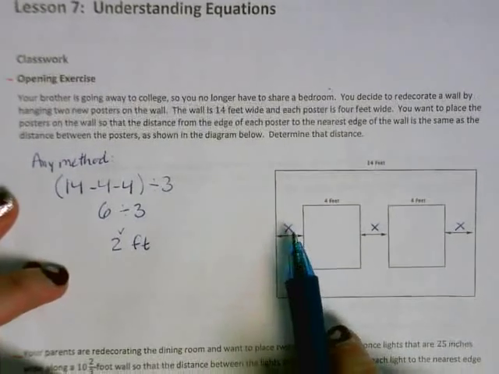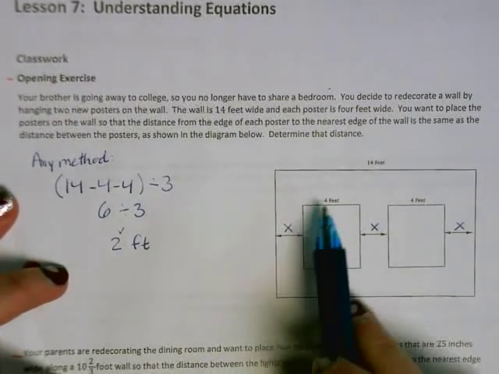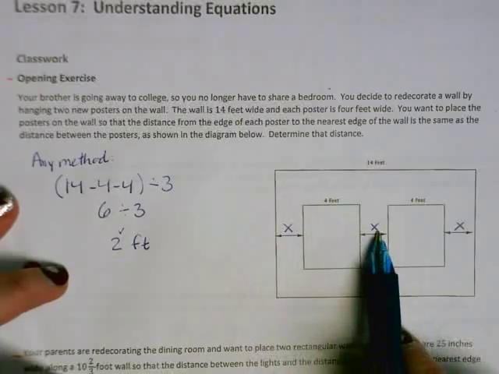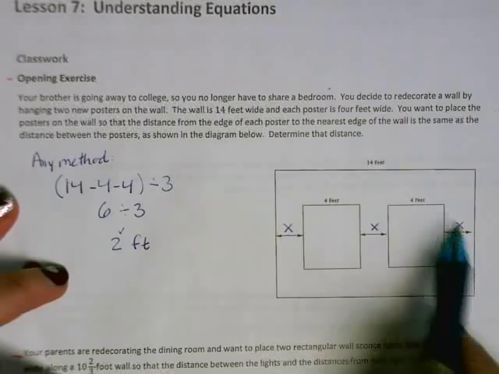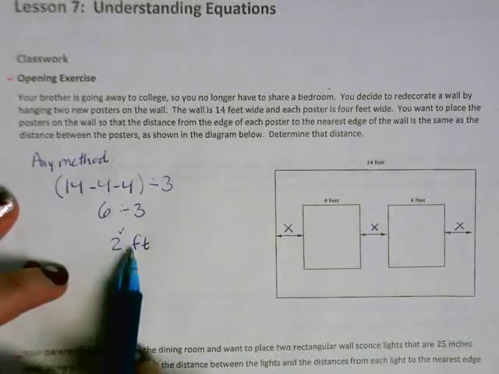Now does that make sense? If we go back and say, okay, well this is 2 feet plus 4 feet is 6, plus another 2 is 8, plus another 4 is 12, plus another 2 is 14. So that makes sense to me.